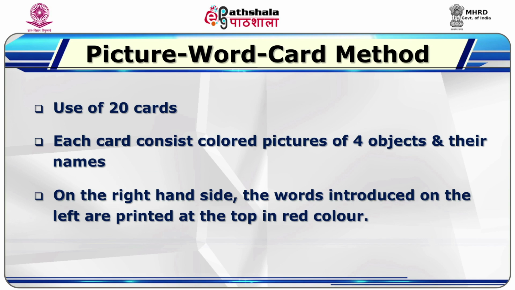Now let us see the next method, which is known as the picture word card method. This method was used by the Bombay City Social Education Committee on a large scale. In this method, there are 20 cards. On the left hand side of the card, there are 4 double color pictures of 4 objects. Their names are written below them. Up to lesson number 3, the names consist of bisyllabic words only.